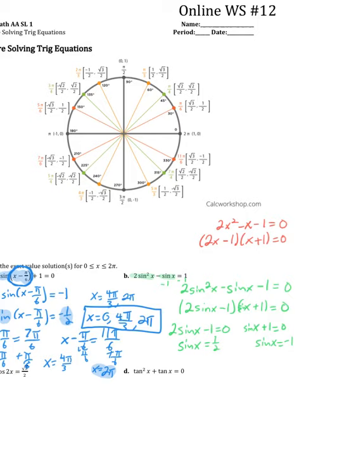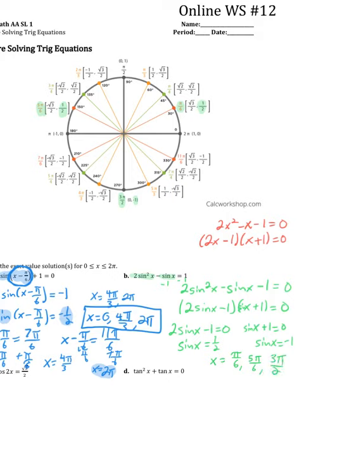So if we look back up to our unit circle above, we're looking for the y values of positive 1/2. There's one at pi over 6. There's another one at 5 pi over 6. And then we're going to look for y values of negative 1. And there's one at 3 pi over 2. So those are our possible answers for this particular problem: pi over 6, 5 pi over 6, 3 pi over 2.